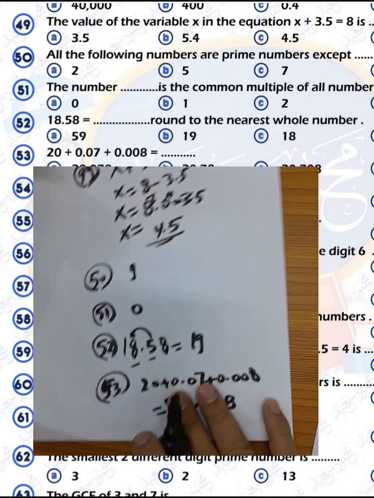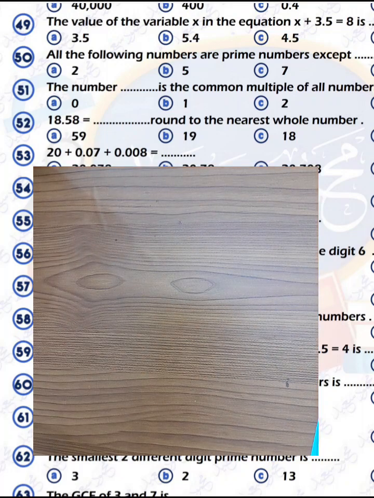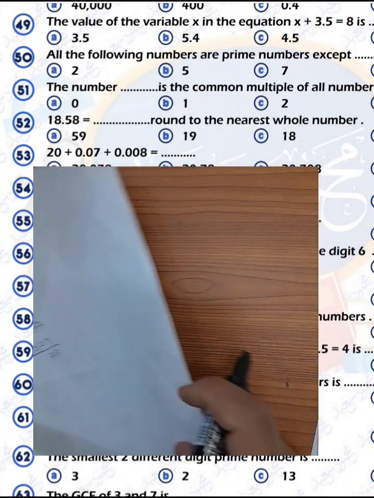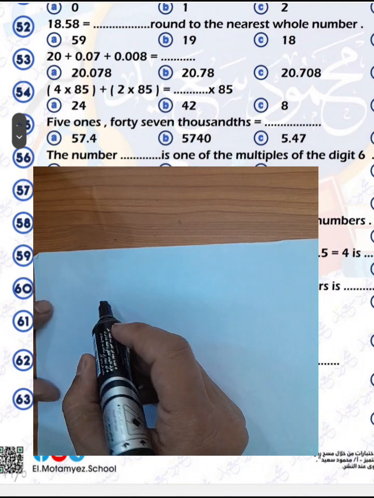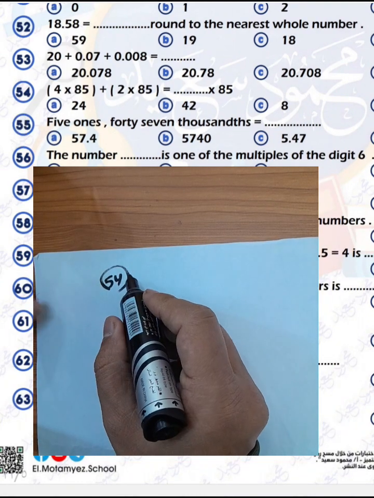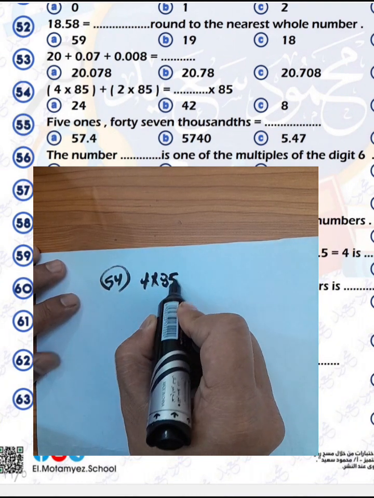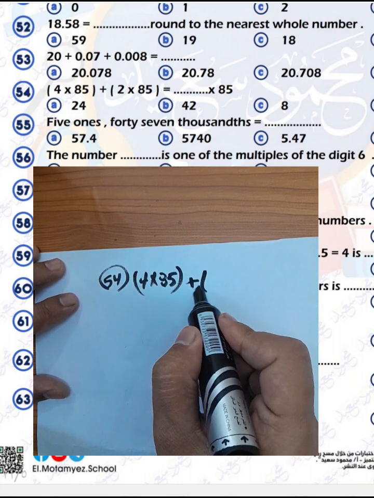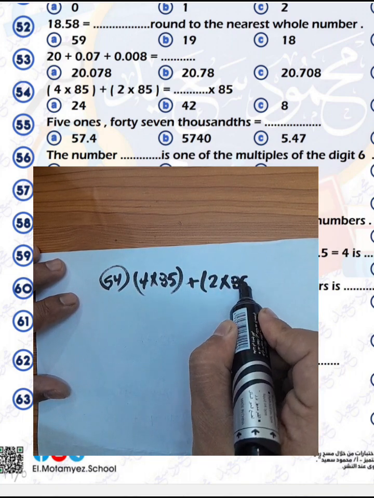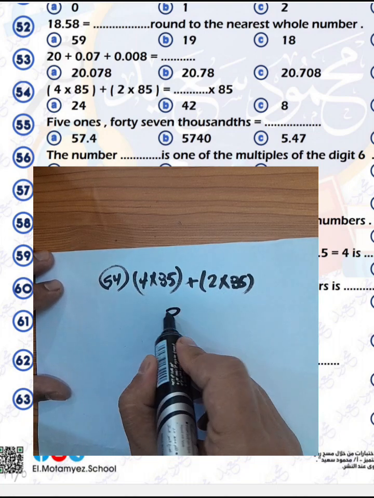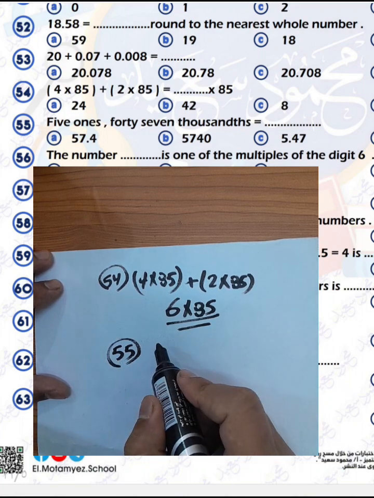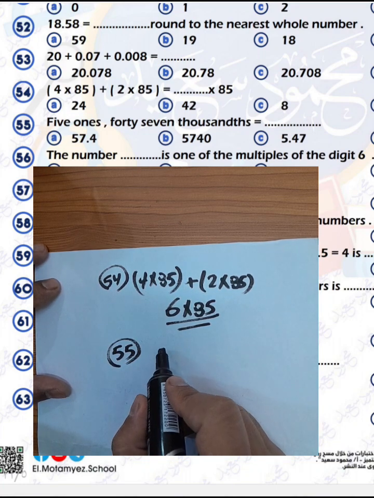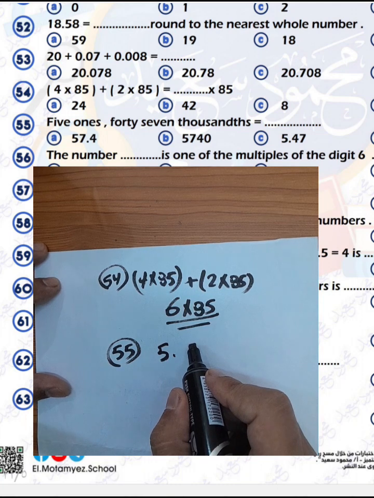Okay. Next question. Number 54. We have 4 times 85 plus 2 times 85. We can add 4 plus 2 equals 6, multiplied by 85. We use the distributive property here. Question 55, 5 in ones, 47 thousandths.